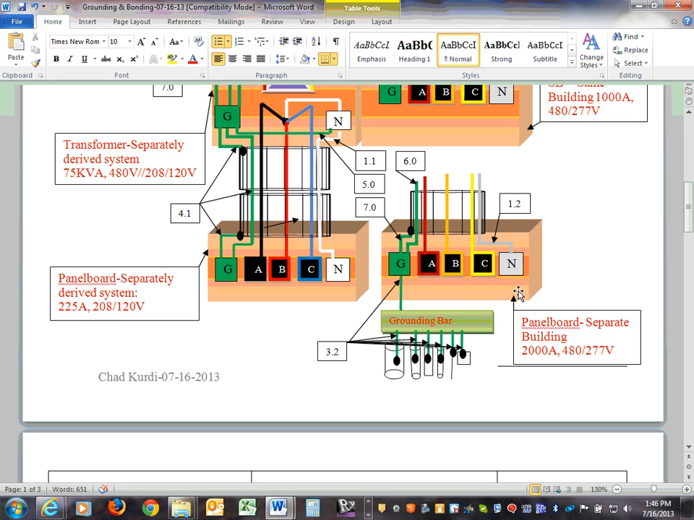Service rated also means you have to bond the neutral with the ground. That's not true in a second building. There are exceptions for this, but you guys don't do existing buildings, do you?